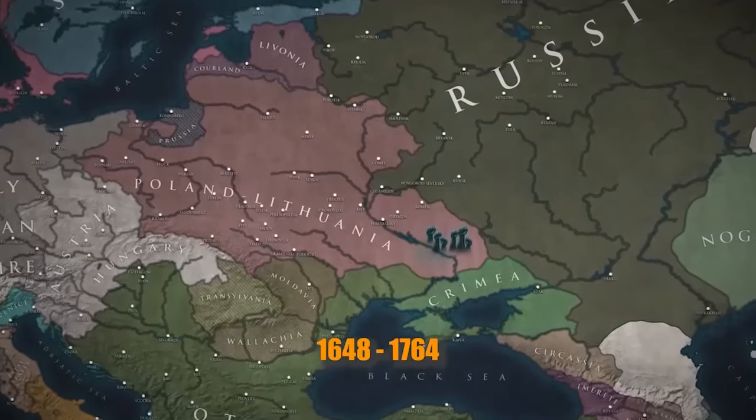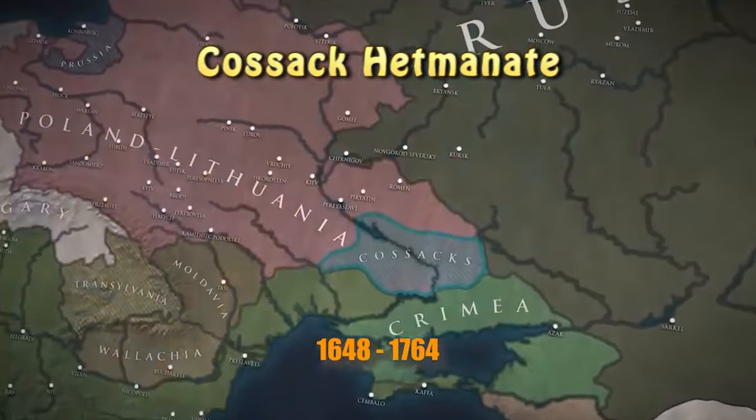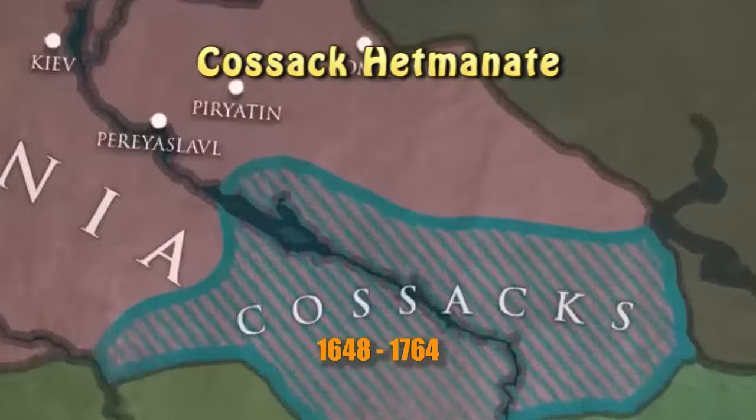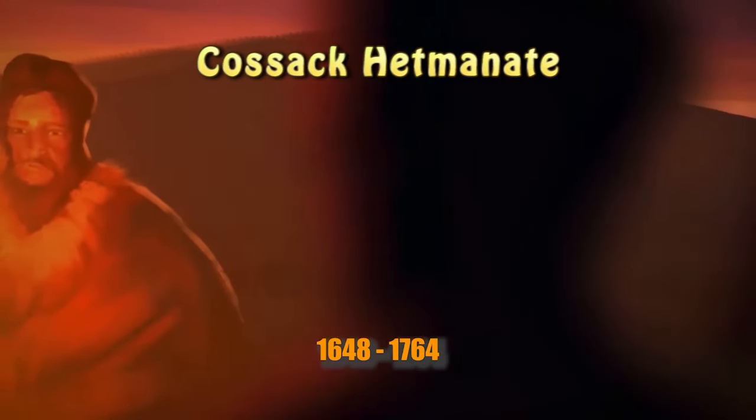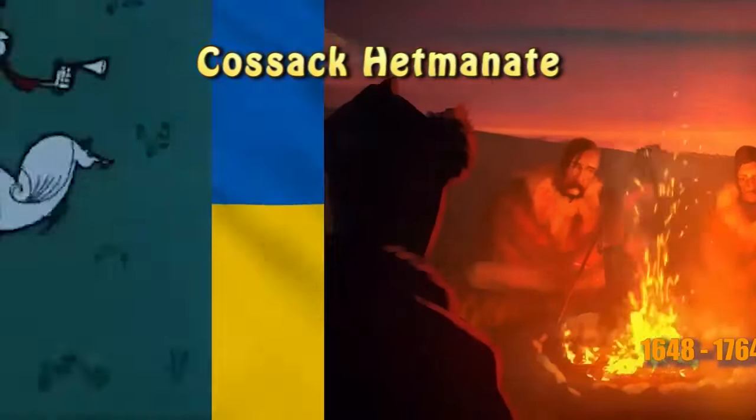A new Ukrainian state, the Cossack Hetmanate, was established during the mid-17th century after an uprising against the Poles. Despite continuous pressure from Moscow, the Hetmanate managed to remain autonomous for well over 100 years. By the way, Cossacks will later play a big role in the world of Ukrainian animation, so this is important.